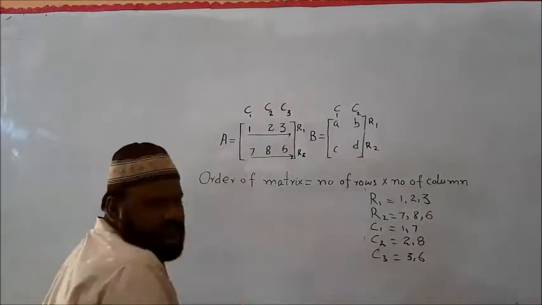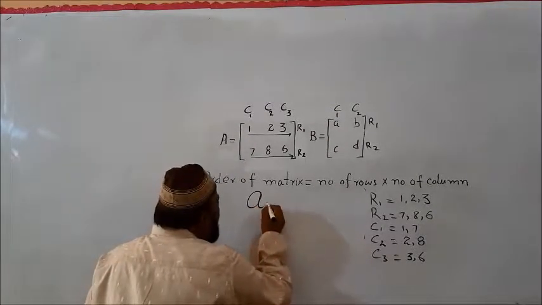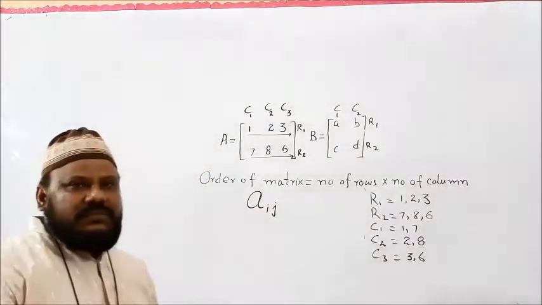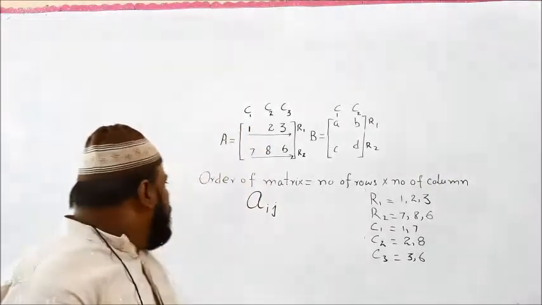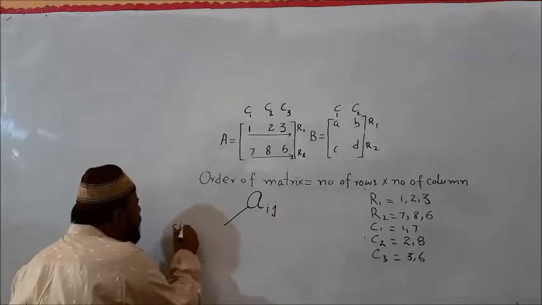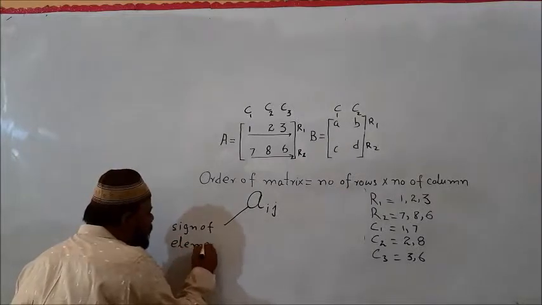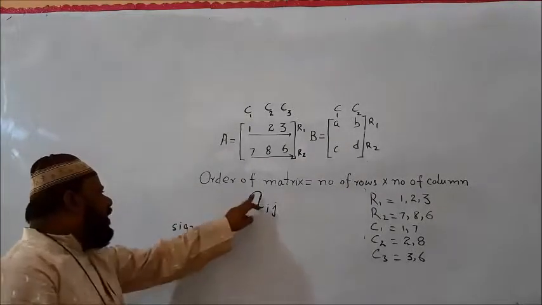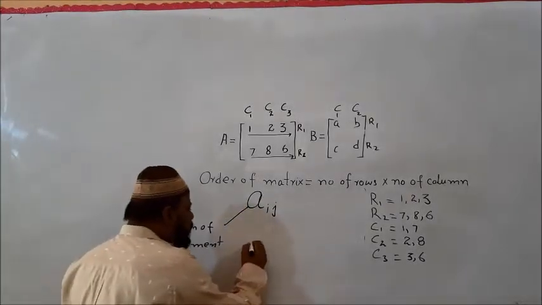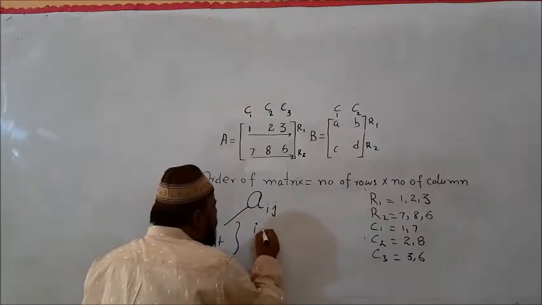For example, A_ij. What is this ij? Look at this one. Sign of element. मैट्रिक्स के जो एलिमेंट को जाहिर करेगा वो ए हो. आई, ये आई क्या है? एंड जे.